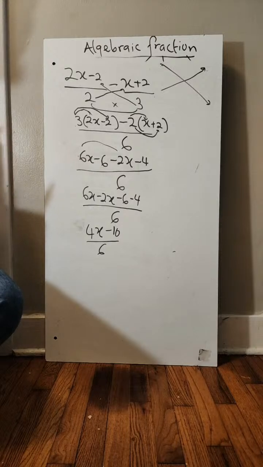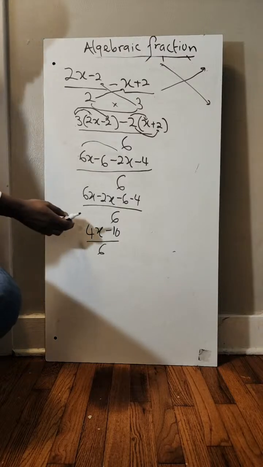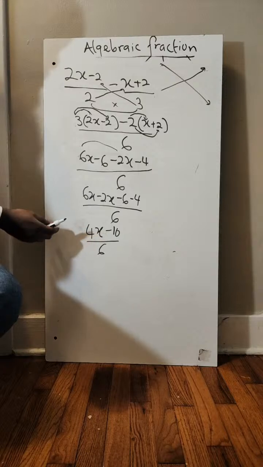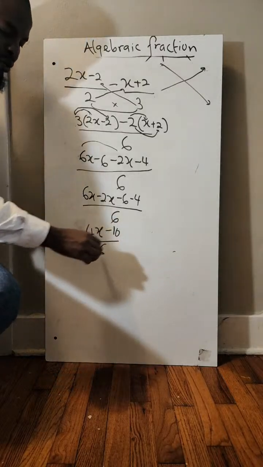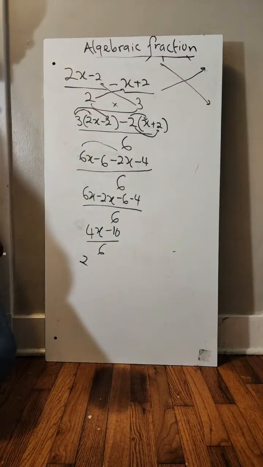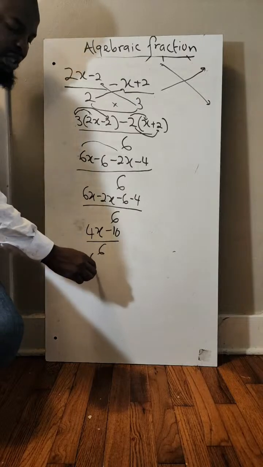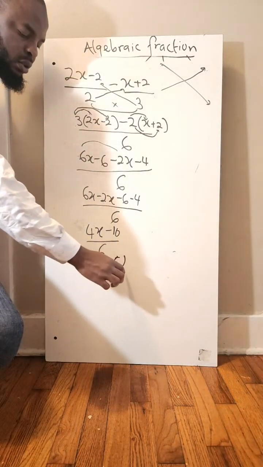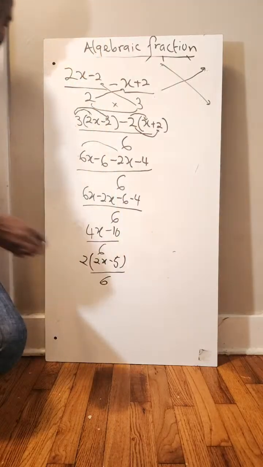Are we going to just leave it this way or factorize? Yes, we are going to factorize. You can look at what is similar between 4 and 10. Here, we can proceed by saying 2 is common. Just bring it out. We have 2x minus 5 over 6.